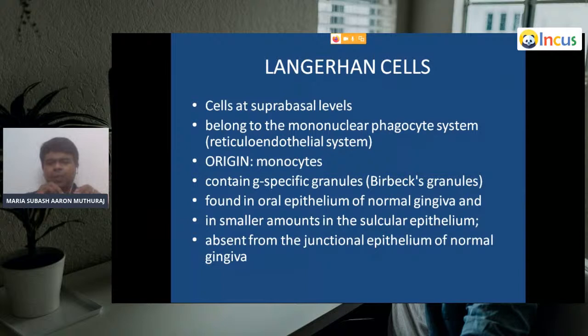In the oral epithelium of the normal gingiva, it is present in normal amount, whereas in the sulcular epithelium, it is present in smaller amount. But it is absent in the junctional epithelium of the normal gingiva, which is devoid of Langerhans cells. Only in diseased gingiva will there be Langerhans cells.